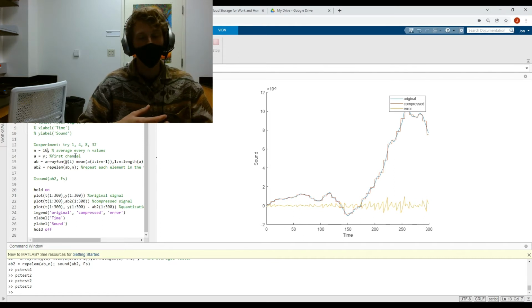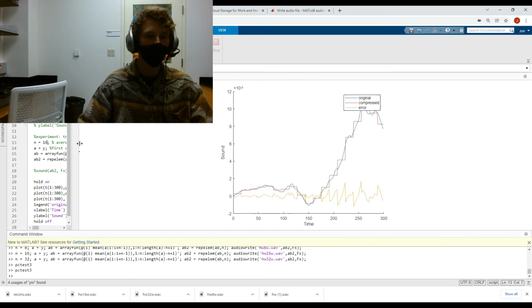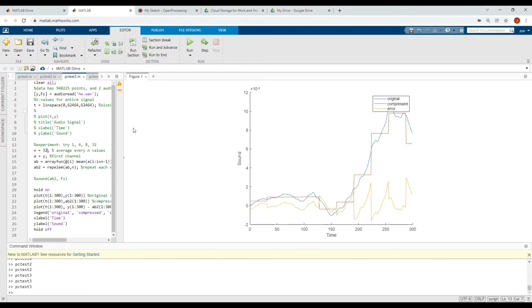It sounds a bit weirder. Let's try different chunk sizes and see what happens. Hello world. Hello world.